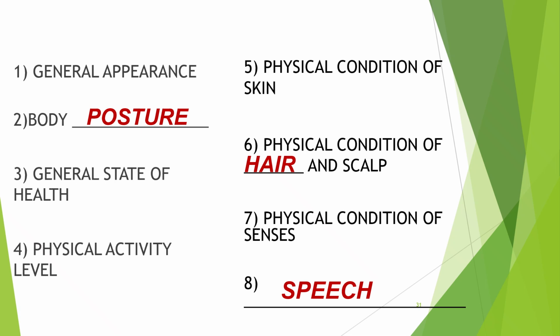5, physical condition of the skin. Note color and texture, rash, bruises. 6, physical condition of the hair and scalp, texture, quantity. 7, physical condition of the senses. Is their hearing aid working? Do their glasses break? Are they able to see? Numbness. 8, speech. Are they verbal or nonverbal? Are they slow or fast? Are they slurring?